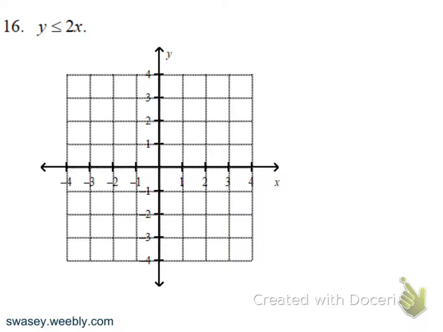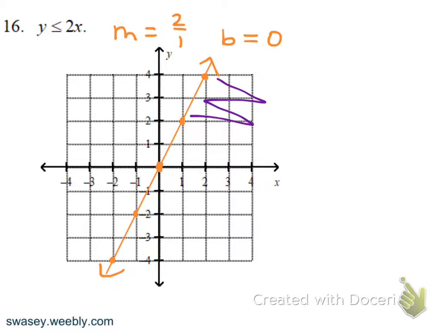This one we see both x and y, so it's not going to be vertical or horizontal. We have a slope of 2/1, y-intercept of 0. So put a point at the origin and then go up 2 to the right 1. Going to be a solid line because of the or equal to. Less than you shade below.